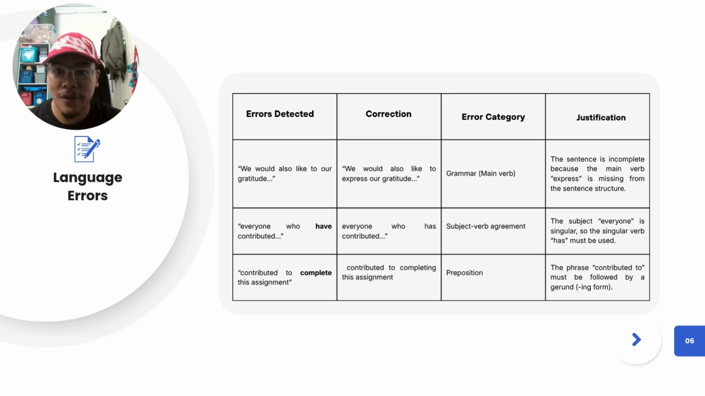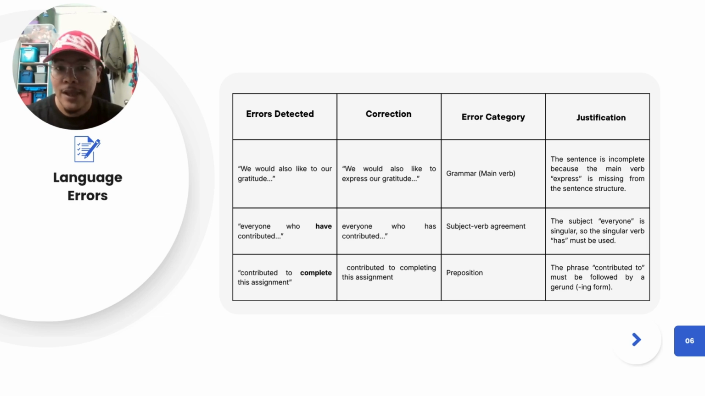Next is the table of errors. So I have categorized all the errors into three main categories, which are language errors, content errors, and context errors. So the first language error that I found is "we would also like to our gratitude." It should be "we would also like to express our gratitude." The main verb is missing here. So the sentence is incomplete because the main verb "express" is missing.